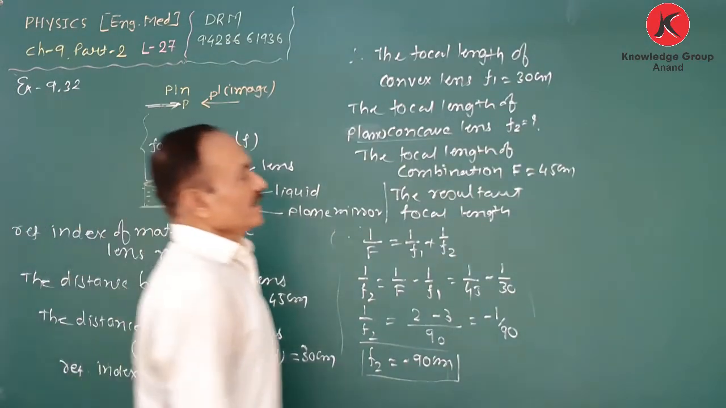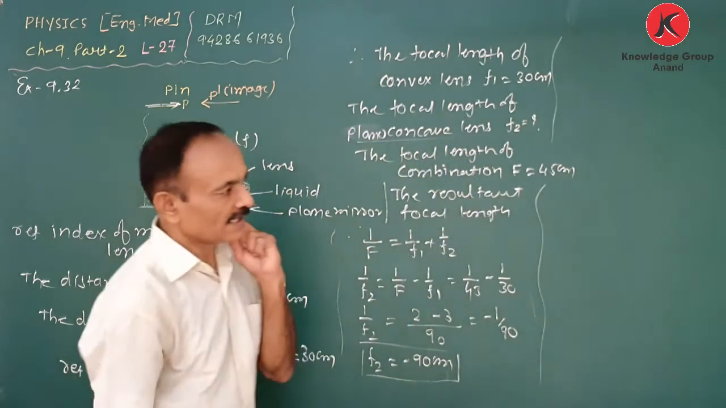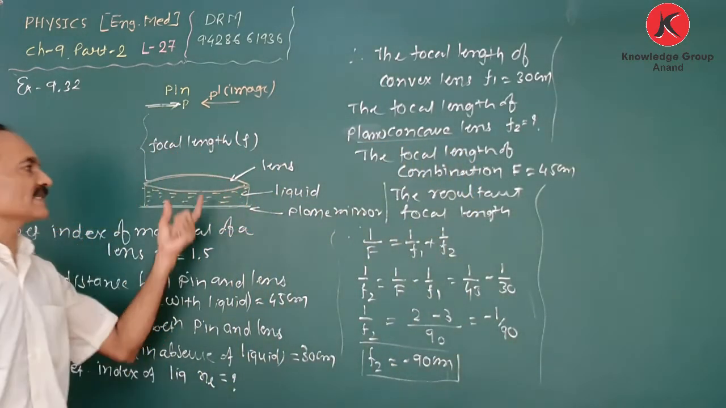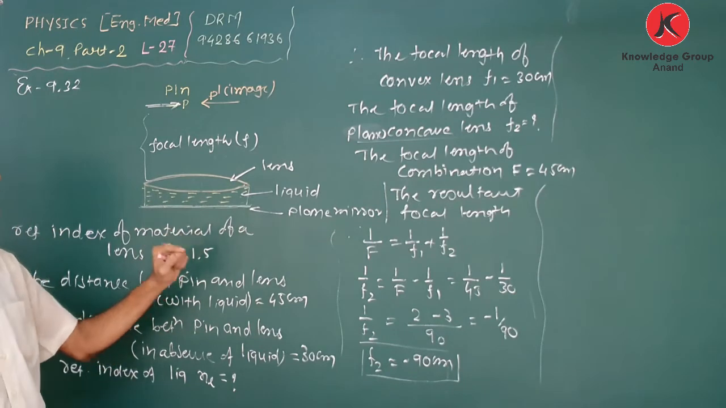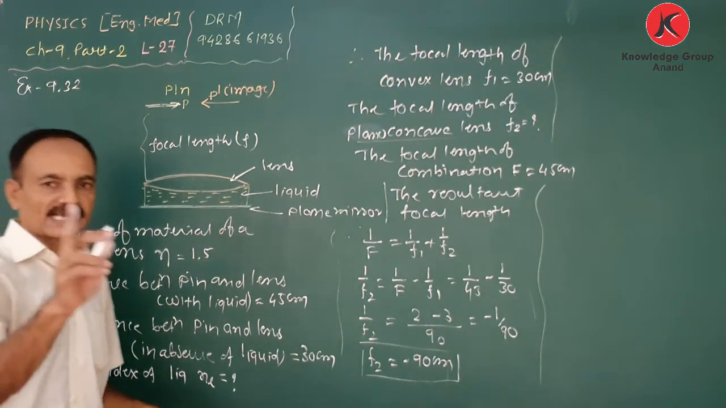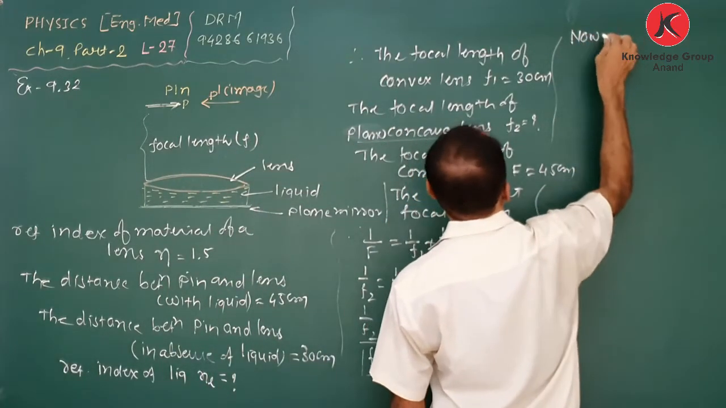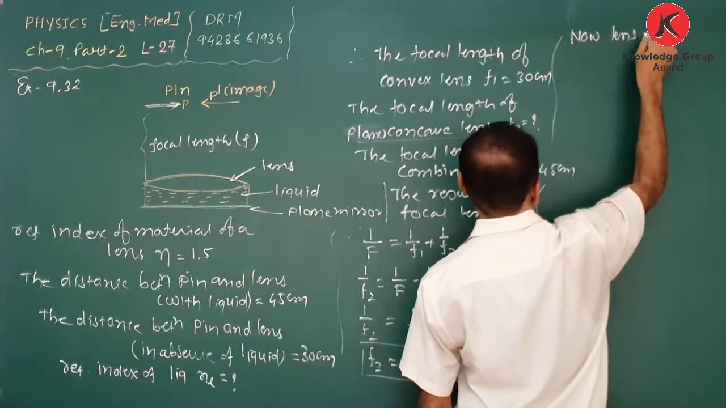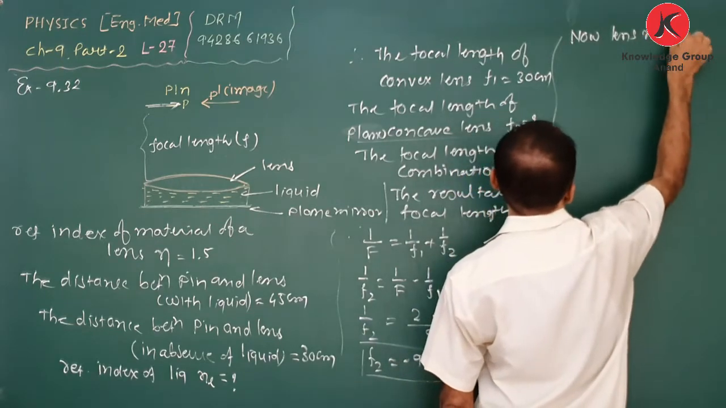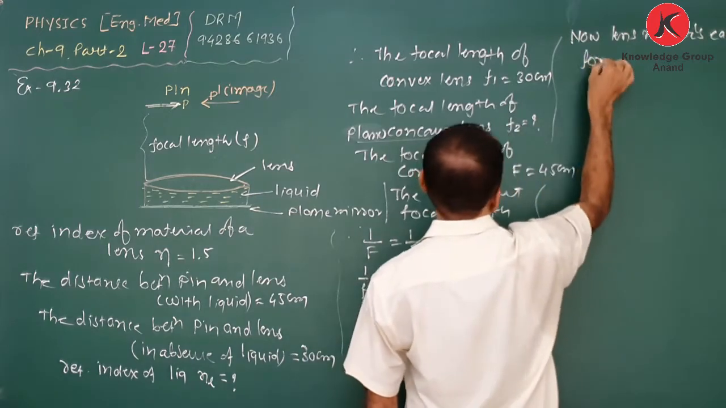Now we have to find the refractive index of the liquid. For that purpose, the radius of curvature is known. Therefore, we apply the lens maker's equation for the convex lens. Now, the lens maker's equation for the convex lens.